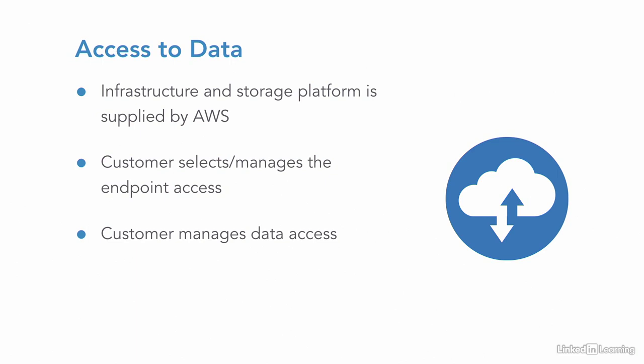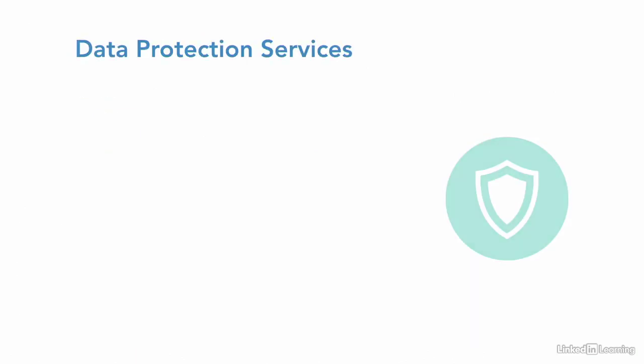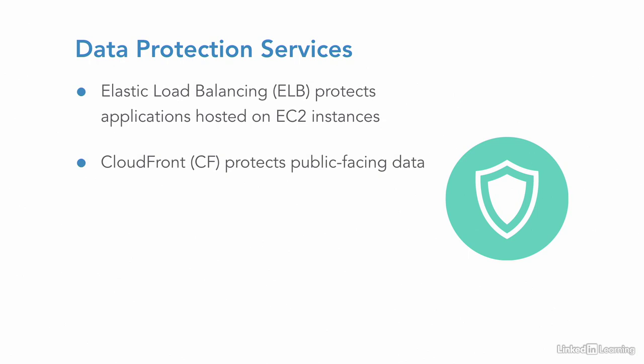But that's our role. That's our job. There are many protections for our data that can be utilized by using additional services. If I use a load balancer in front of my applications that are hosted on EC2 instances, I am protecting access to those instances because all access has to go through the load balancer before it can access the instances. So we have an extra level of protection.